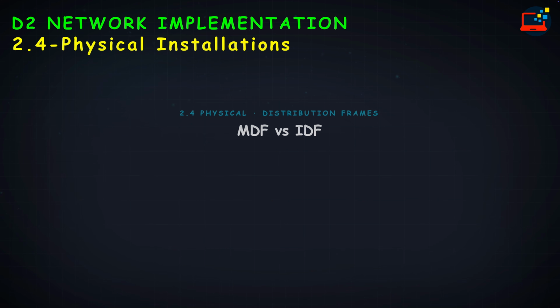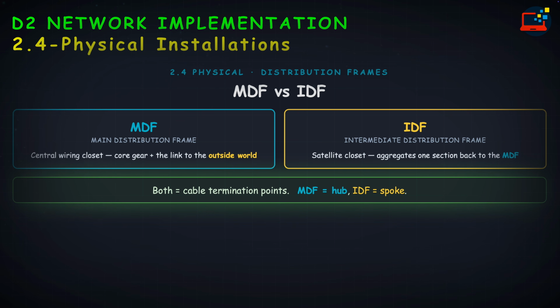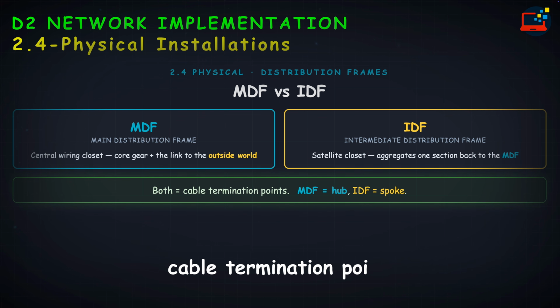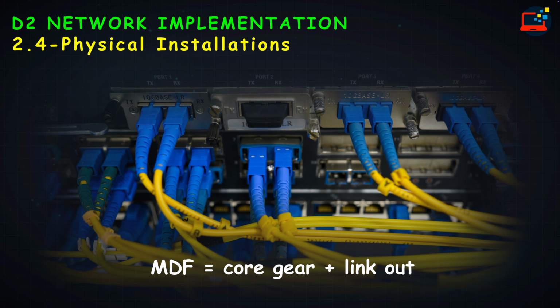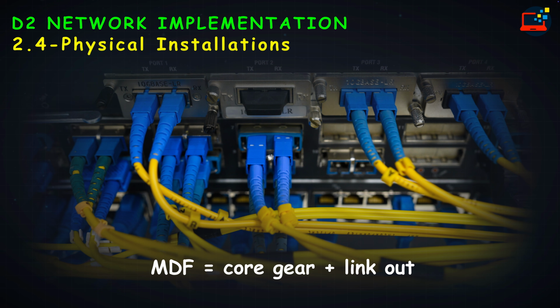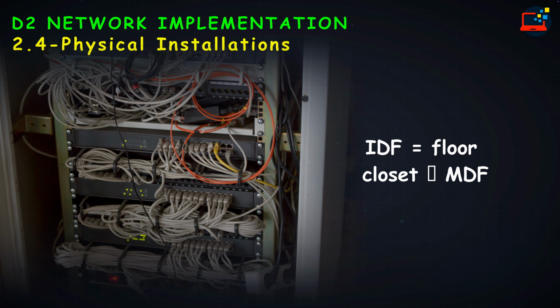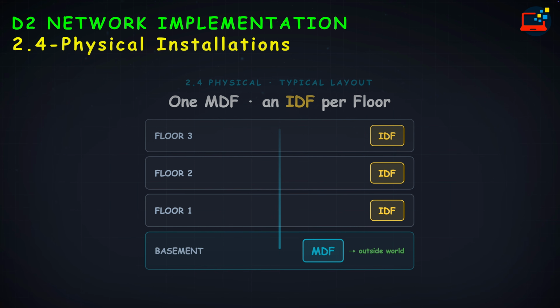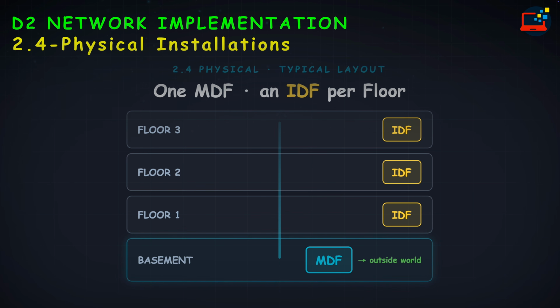The intermediate distribution frame, IDF, and the main distribution frame, MDF, are the two cable termination points in a building. The MDF is the central wiring closet where the building's network gear lives, including the connection to the outside world. The IDF is the satellite wiring closet that aggregates cable runs from one section of the building back to the MDF. A multi-story office building typically has one MDF in the basement and one IDF per floor.